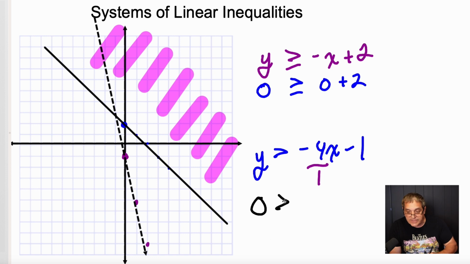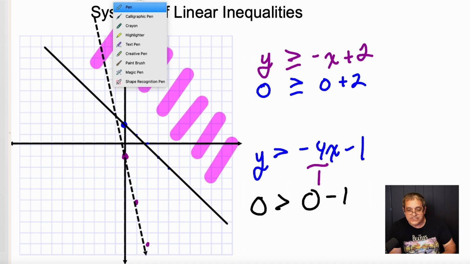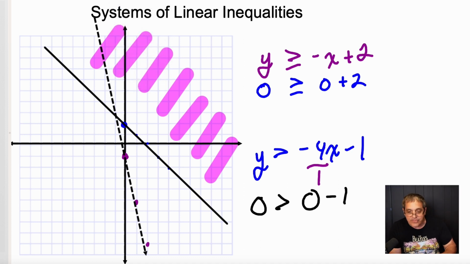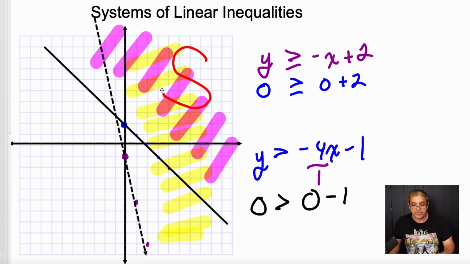So 0, 0. So y is 0. Negative 4 times 0 is 0, and 0 minus 1 is negative 1. Is 0 greater than negative 1? In this case, yes, 0 is greater than negative 1. So I am going to highlight the 0, 0, and every point on that side. So that means I'm highlighting this way. And you look and you say, okay, where are they both highlighted? Well, they're both highlighted over here. So this is the solution. I put a big S there, and that is the solution to this linear inequality.